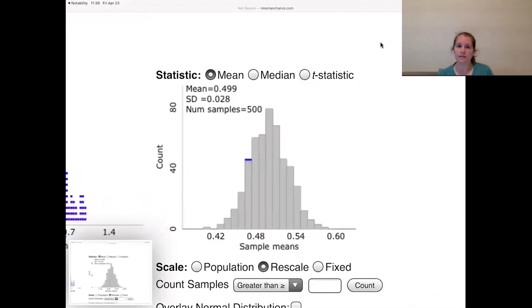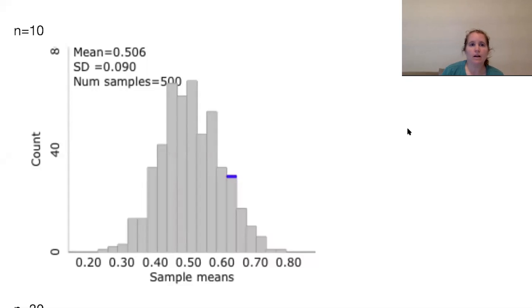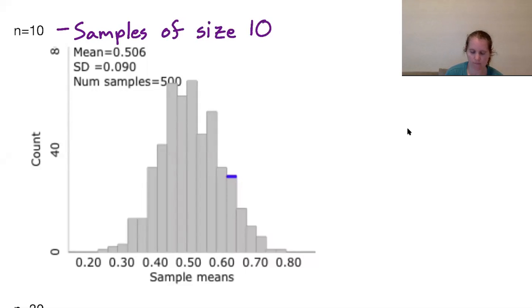So these are the various distributions with the mean and standard deviation of that distribution recorded. I'm going to go ahead and put this information into our notes, and then we'll make some comments. So here was our set for samples of size 10, and we took 500 samples. The mean was 0.506. Standard deviation was 0.090.